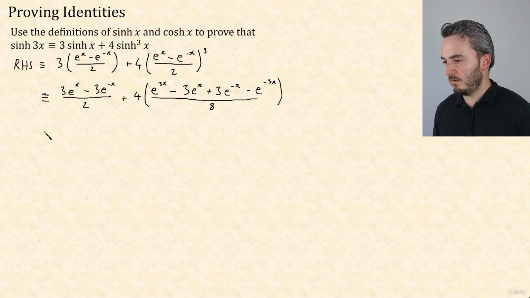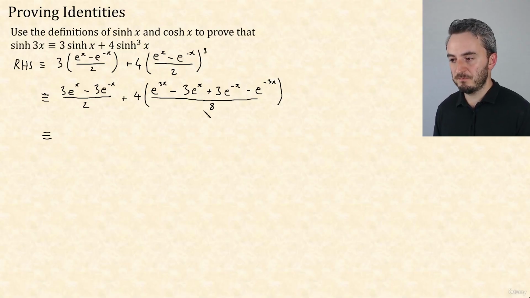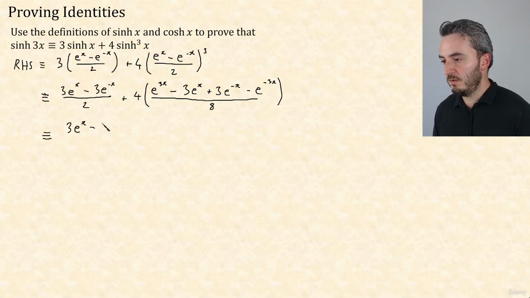Okay, let's look through this and think what is looking good, what's looking not so good. So 4 times, the 4 cancels with the 8 to give me everything over 2, so that's good. So everything is over 2. So in total I've got 3e to the x minus 3e to the minus x.